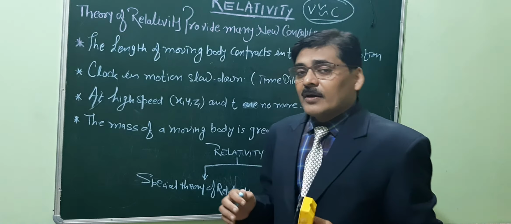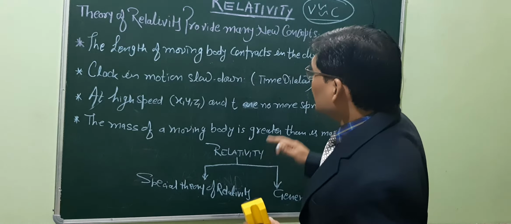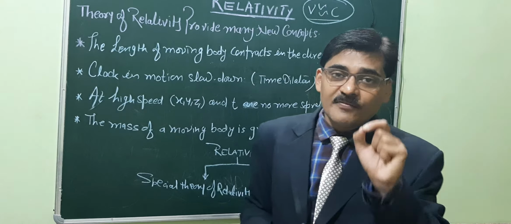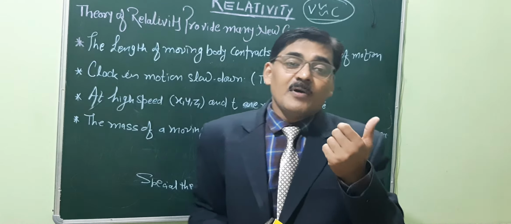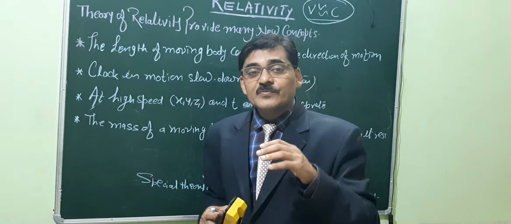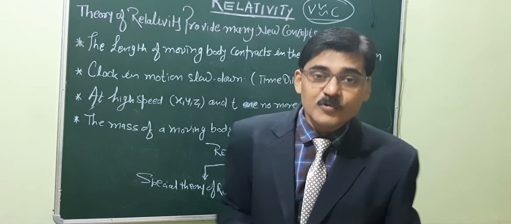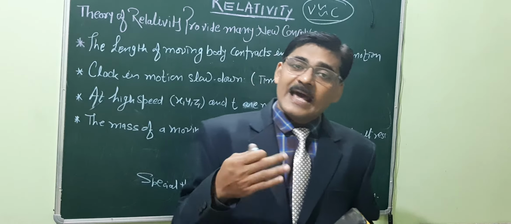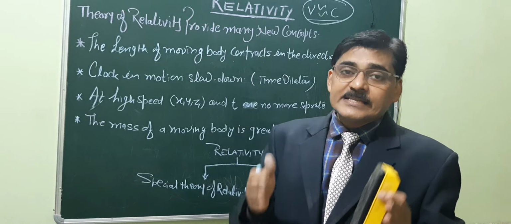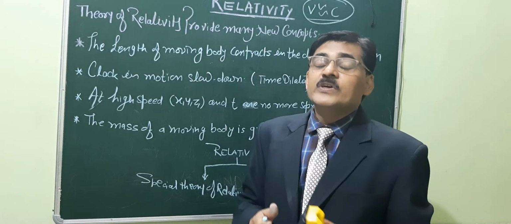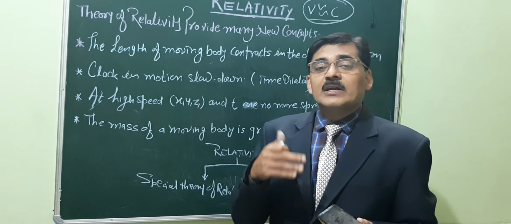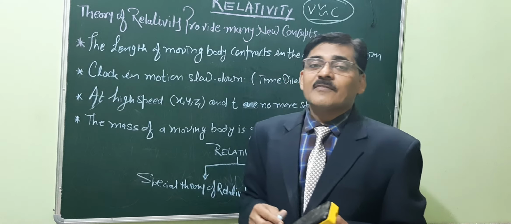So we are going to discuss relativity. In relativity, the main terminology is the frame of reference. What is the frame of reference? The frame of reference describes the position and motion of the body. So in our next lecture we will try to explain the essential things which describe relativity. We will explain the frame of reference.